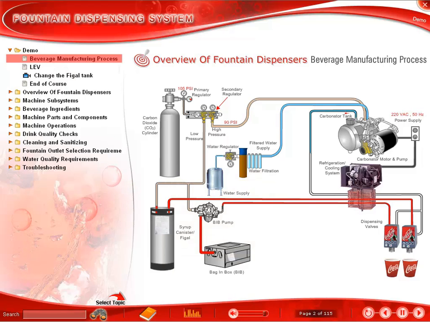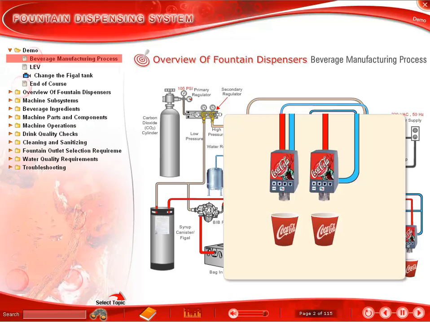Carbonated water and syrup go through the cooling system, where the temperature is reduced below 40 degrees Fahrenheit. When the valve is activated at the dispenser, 90 psi of CO2 pressure pushes carbonated water from carbonator to the dispenser.